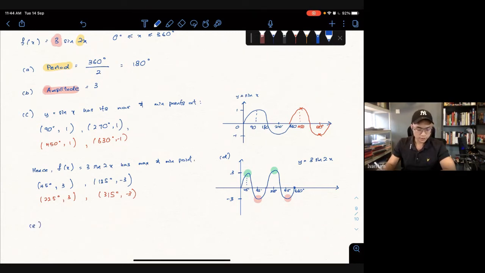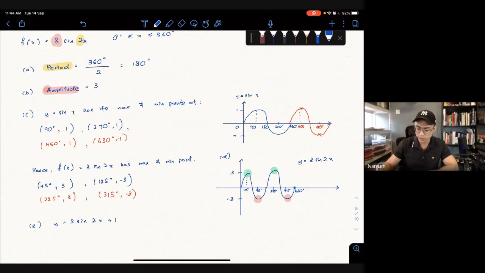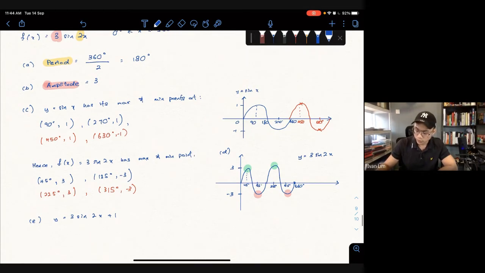The last question. Use your answer to part D to sketch the graph for y equals 3 sine 2x plus 1. So now you got A, B, and C values that affect the graph. If you're unsure what I'm referring to, the A, B, and C is on page 199. A affects the amplitude, B affects the period, C affects the vertical translation, meaning it shifts up or down. So now we introduce the C to it, plus 1. So what will happen here?